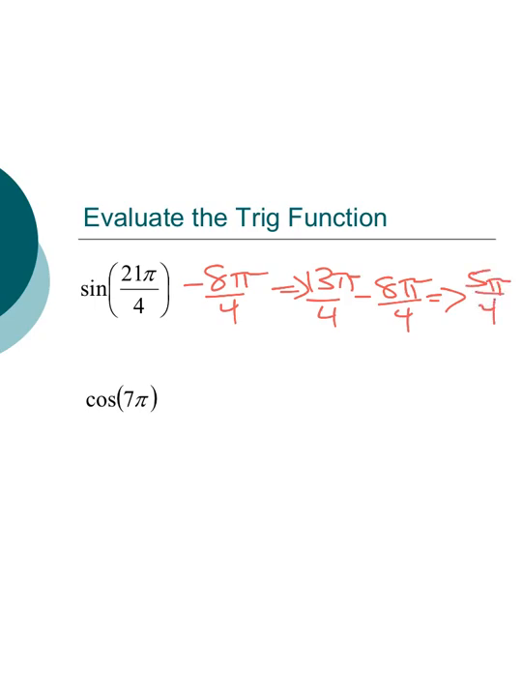So now what I'm asked to do is evaluate the sine of 5 pi over 4. And since 5 pi over 4 is in my third quadrant, and I'm trying to find the sine, I would know that would have to be negative radical 2 over 2.